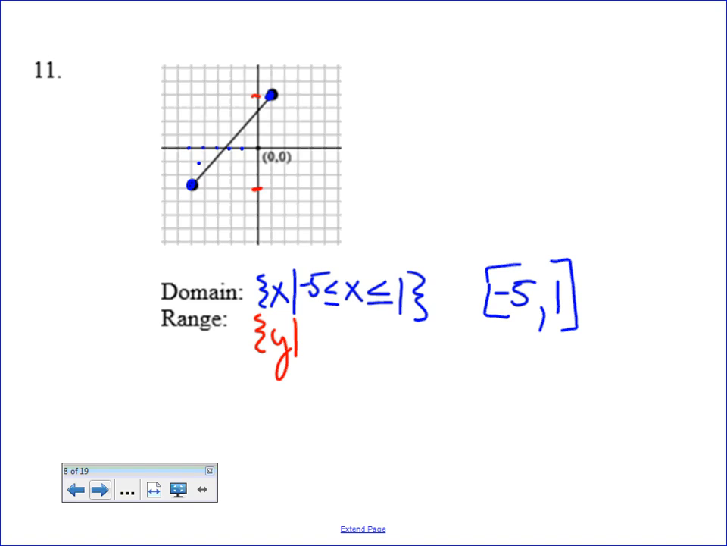Y such that y is between -3 and 3, or the interval from -3 to 3. We use square brackets because the endpoints are included.